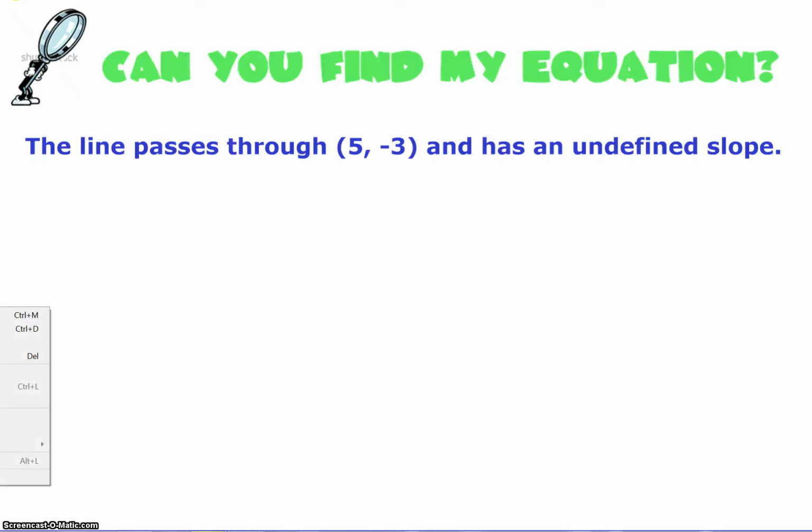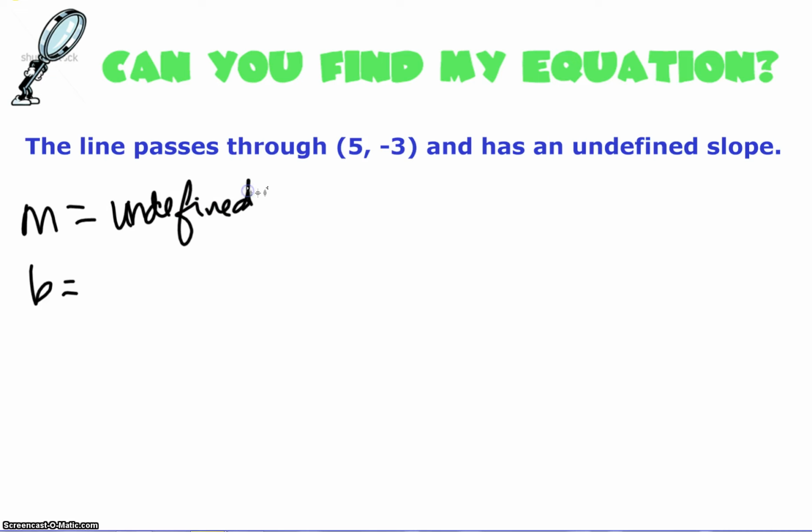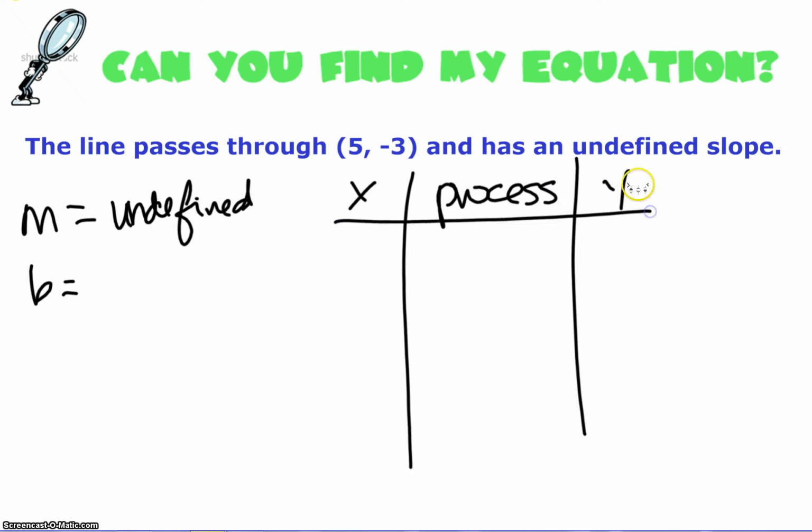All right, our last example. The line passes through (5, -3) and has an undefined slope. So we're looking for an m and a b. We know our slope is undefined, so that means we have no slope. But we still need to bring our process table in. (5, -3). So we have no kind of process here, and we don't know how to get to -3.